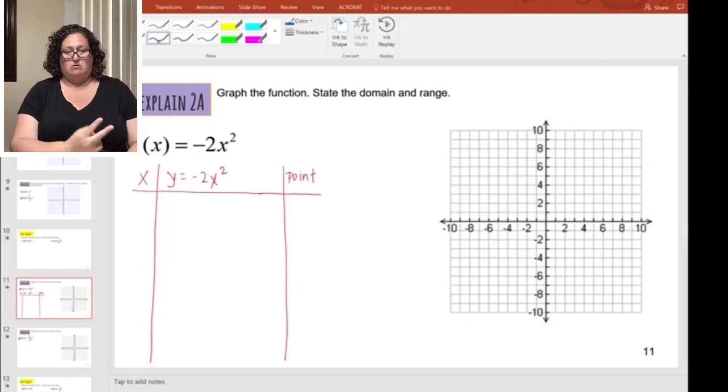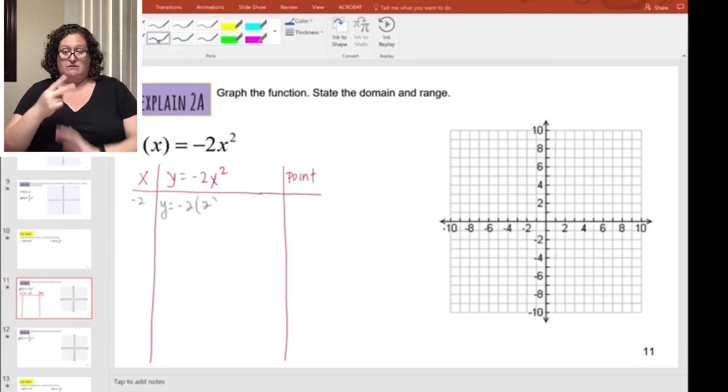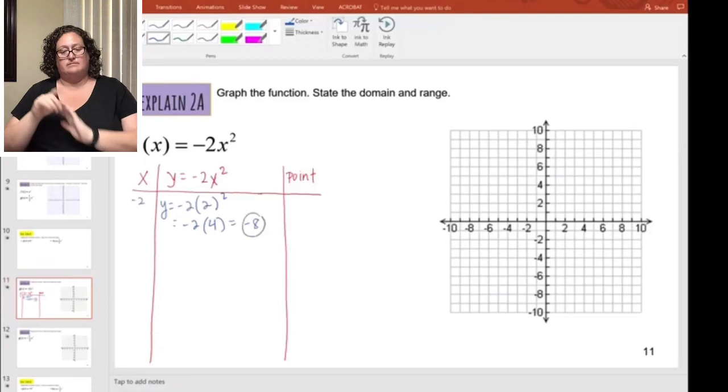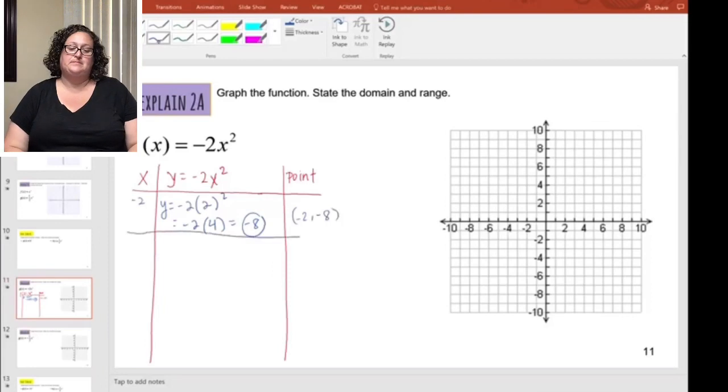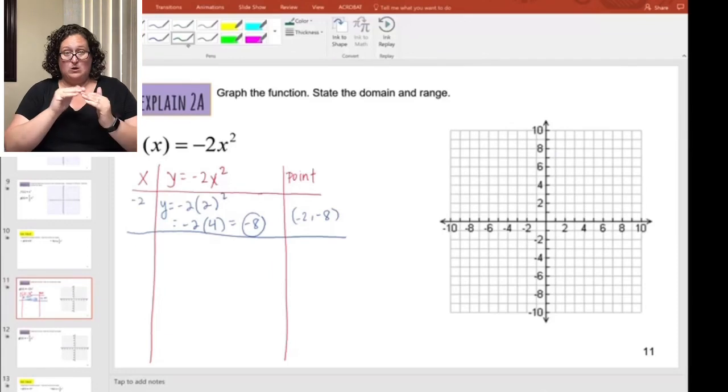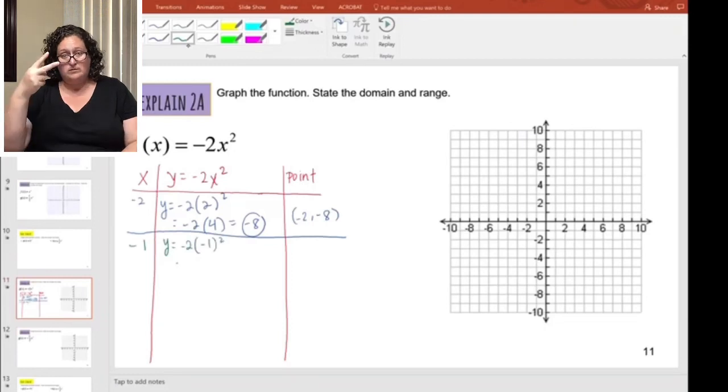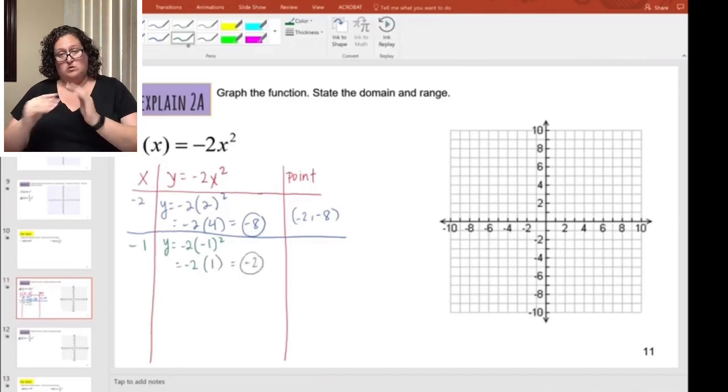Let's plug in negative 2. When x equals negative 2, y will equal negative 2 times 2 squared, which is negative 2 times 4, and that's going to give us negative 8. Our first point is negative 2 comma negative 8. When x equals negative 1, y will equal negative 2 times negative 1 squared. Negative 1 squared is 1. Negative 2 times 1 is negative 2. Our second point is negative 1 comma negative 2.